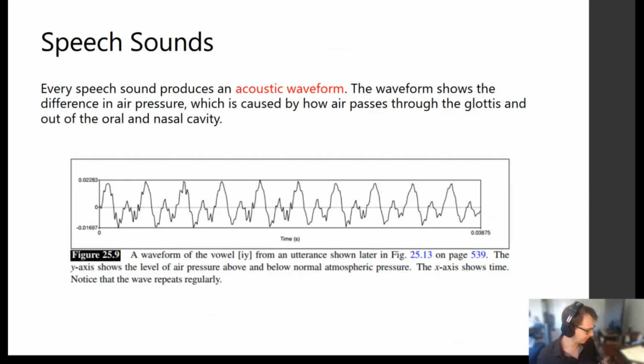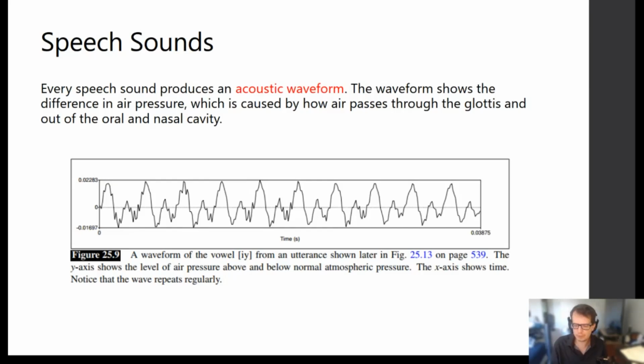So let's start with speech sounds. When we talked about speech earlier in the semester, we focused on how the mouth makes sounds. We talked about the glottis with voiced and voiceless sounds. We talked about consonant production. But how does a computer understand these?